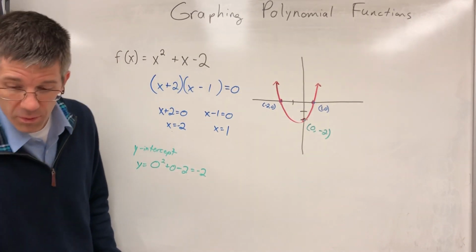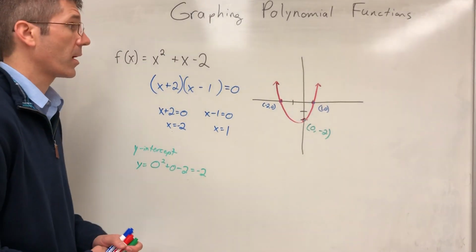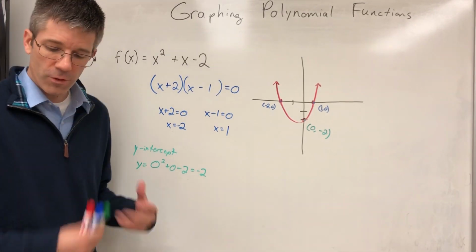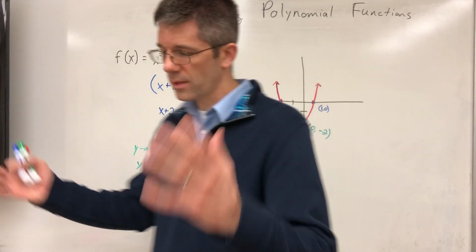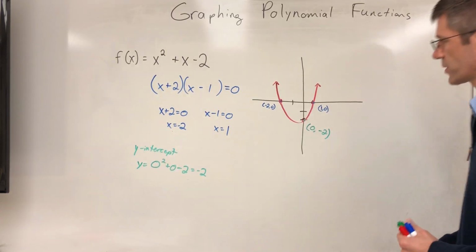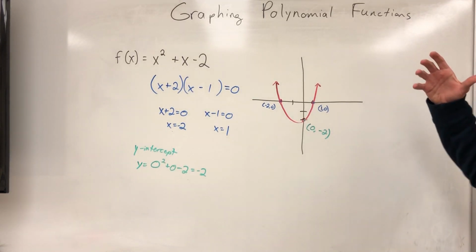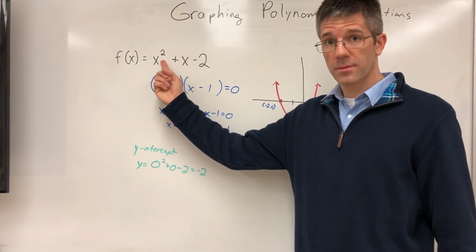That was a lot of stuff, but we also have some vocabulary we need to talk about. We're going to list a few things and talk about all kinds of stuff. So let's do some other things. Let's talk about the fact that this function has a degree of 2.